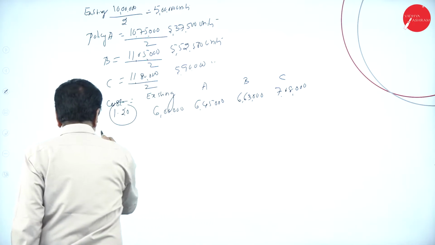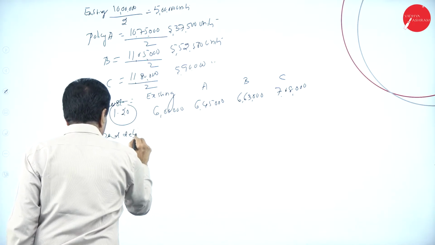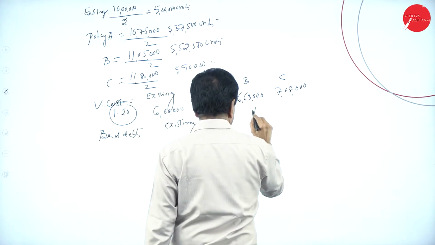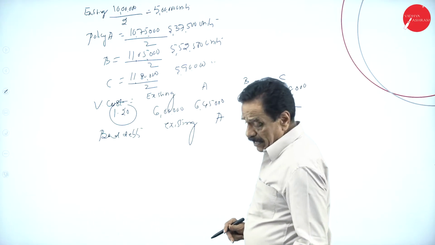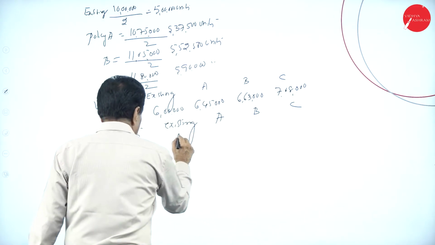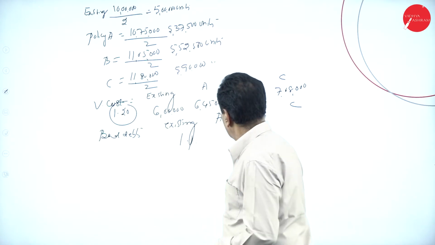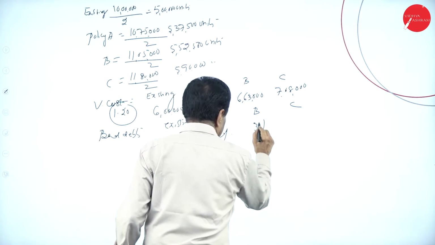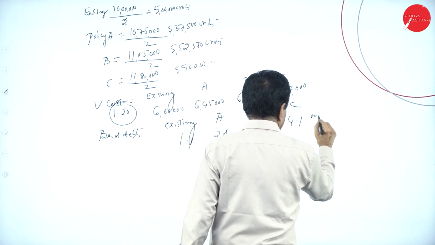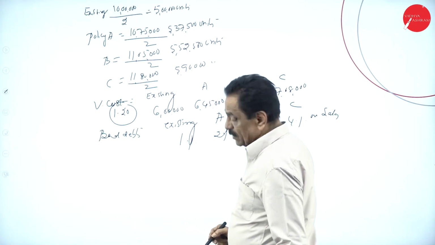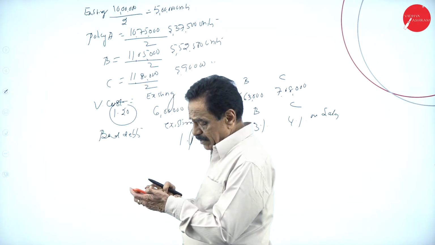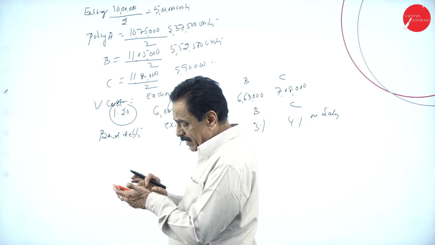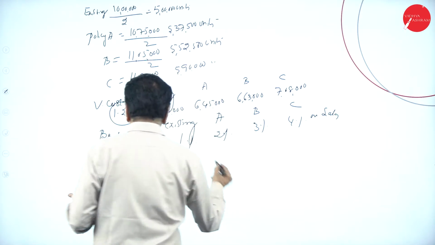Then regarding the bad debts: existing, policy A, policy B, policy C. Existing 1%, then policy A, B, C are 2%, 3%, 4% on sales. Your sale is 10 lakh into 1 divided by 100, which is 10,000.